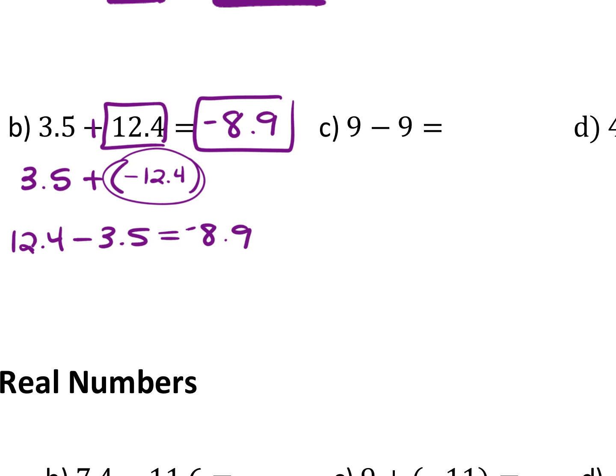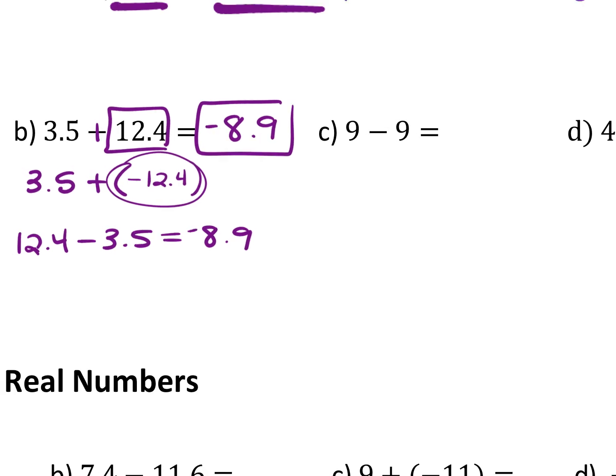Okay? 0. Add a line. Change the sign. A number plus its opposite is 0. Okay?